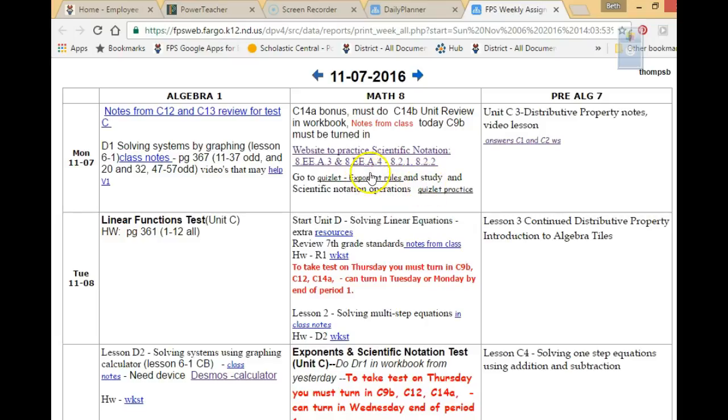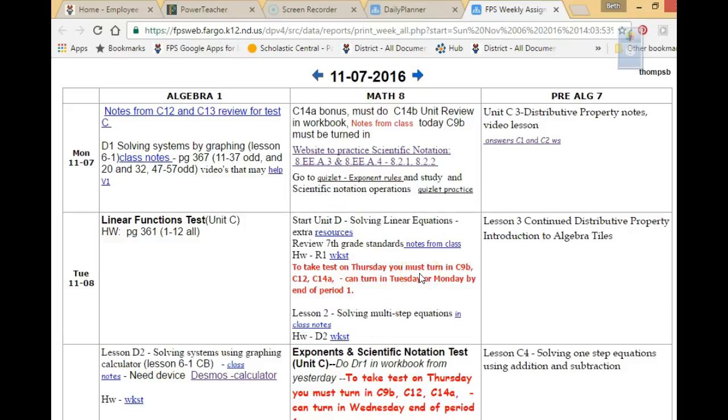I put again on the daily planner, Quizlet with the exponent rules, Quizlet with practicing scientific notation. This website gives you more practice questions that you could go to. So if you're done with the work, you could go to this the next 2 days. Because tomorrow, this assignment that we're going to do when we start introducing solving equations, it's really not due until the following day. So it's not due till Thursday of this week, what we do tomorrow in class on this unit D when we start D1.